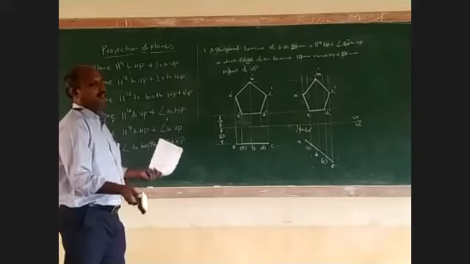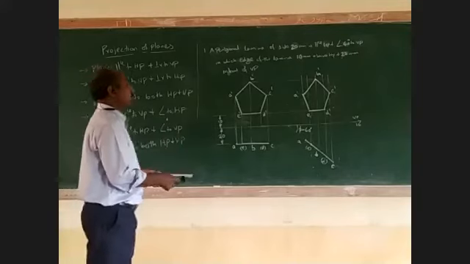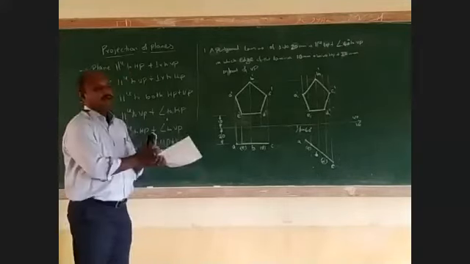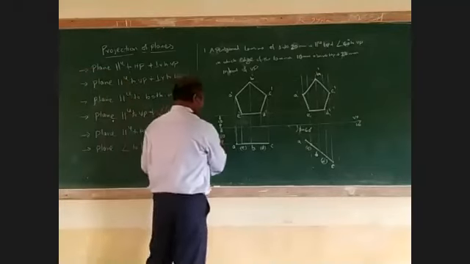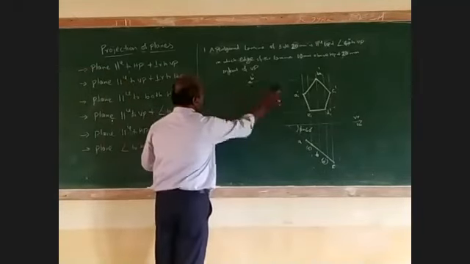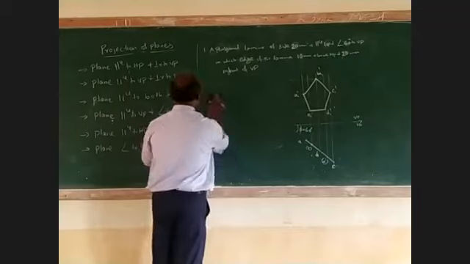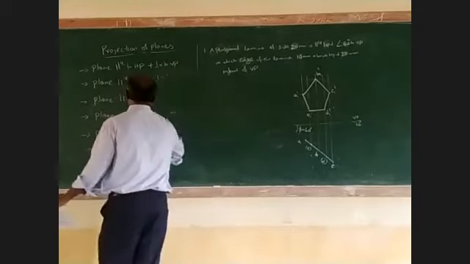If it is inclined to both HP and VP, how should the plane be? There are 2 or 3 more sums we have to see, then you can get an idea.